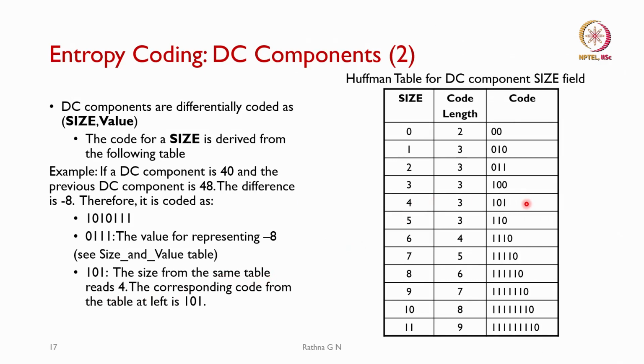So, you will be seeing that 101 is 5, it is treated as size 4. The corresponding code from the table at left is 101. Okay. So, the code length is 3 bits. For 101 the size is 4, so the length you have chosen is 4 bits, as 8 requires 4 bits. And this is how you get the Huffman table for the DC component size field shown.